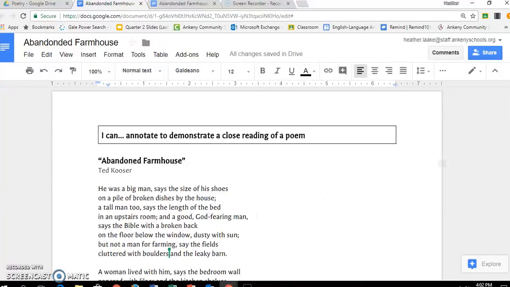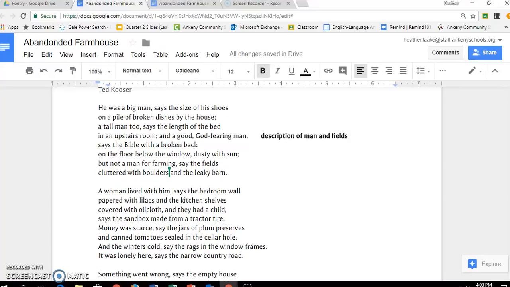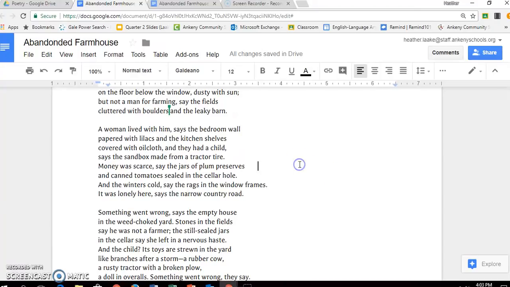So I'm going to go stanza by stanza and just summarize each stanza for the literal meaning of the poem. So the first stanza is just a description of a man and fields. And as I'm typing on the document, I would like you to also annotate on your paper. So next to stanza 1, copy description of man and fields. And then stanza 2 is a description of woman, child, and house.